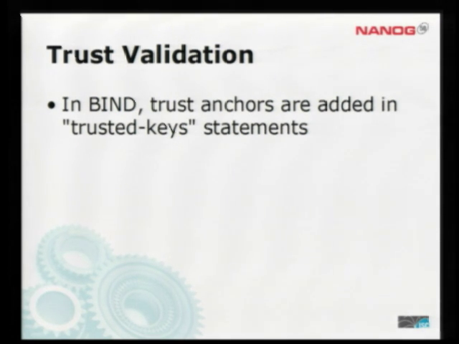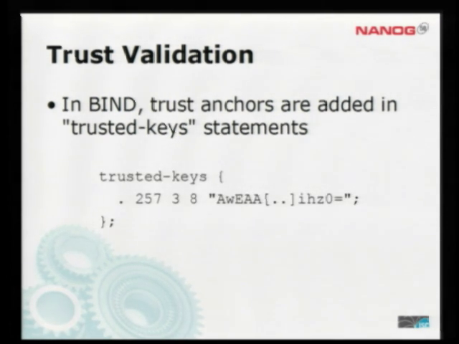In BIND, trust anchors are added using a trusted-keys statement. So in your config file, you're going to have something that says trusted-keys, open brace, dot, which is the root, that is the label at which this key is good, the algorithm numbers and some other flag fields, and then the actual data that you have retrieved from the root as the public portion of their key. How do you go about retrieving this public portion of the key? Well, it's easy. I can do a dig DNSKEY. Pick out the one that's 257 and insert it.